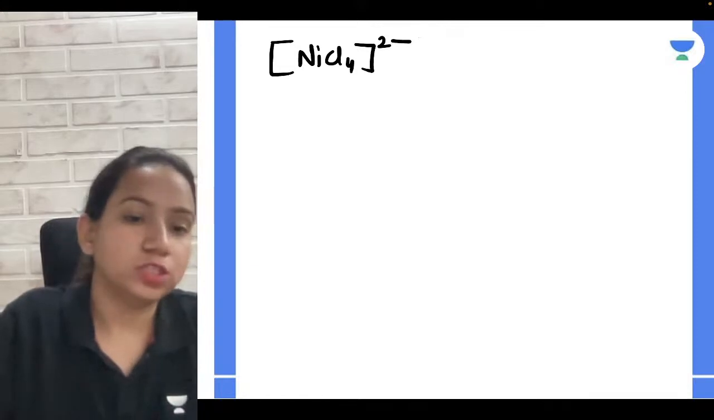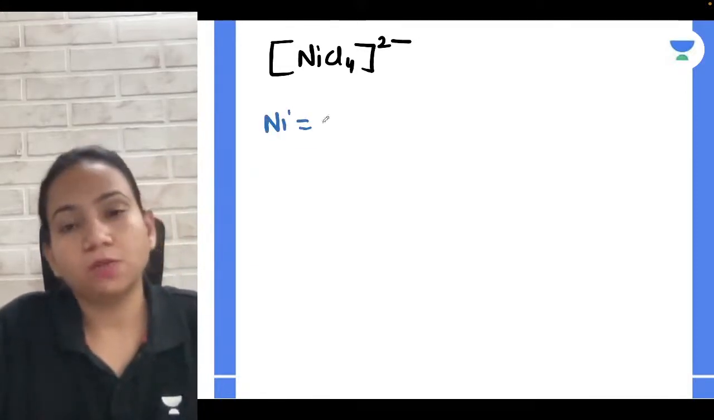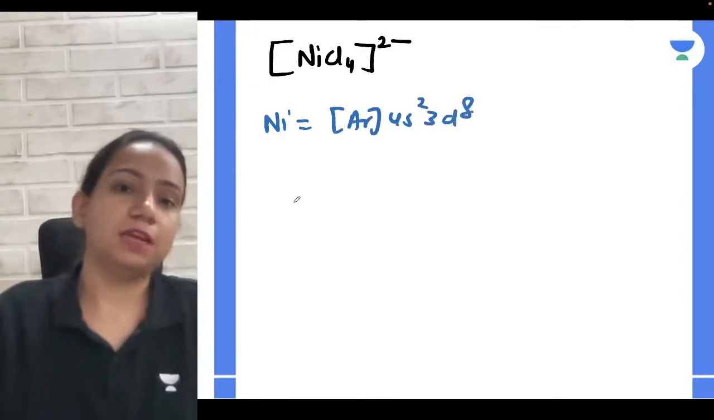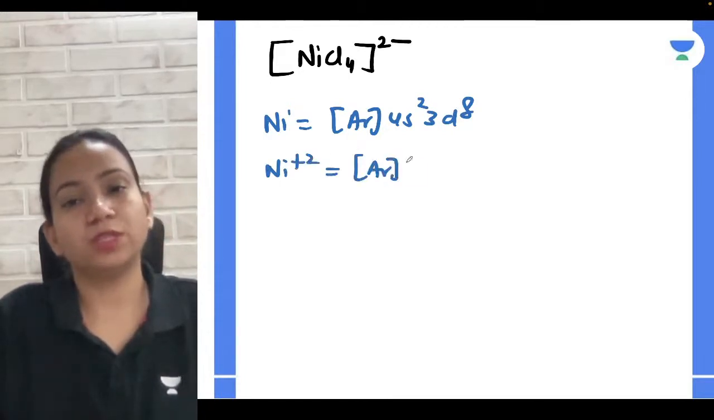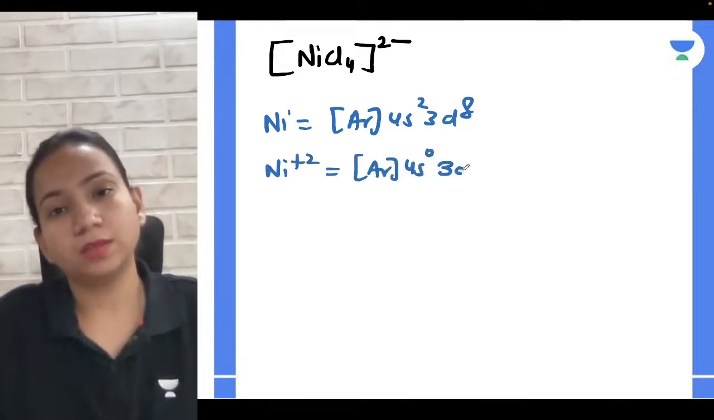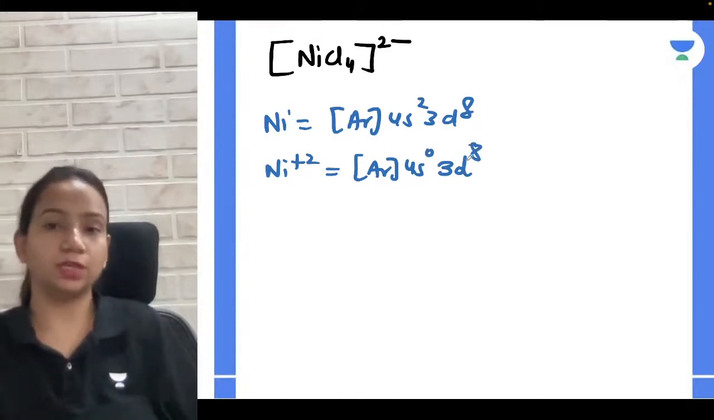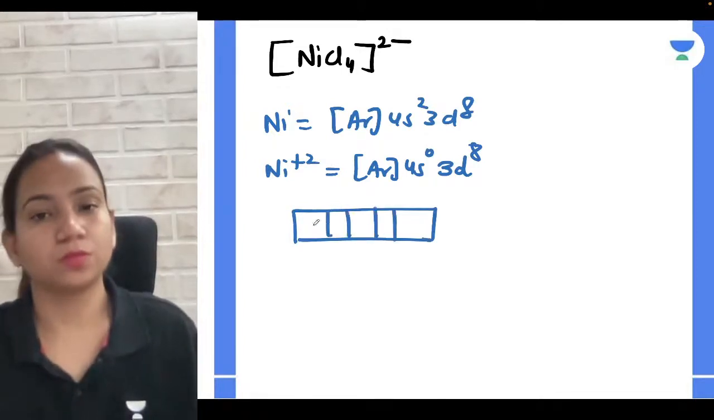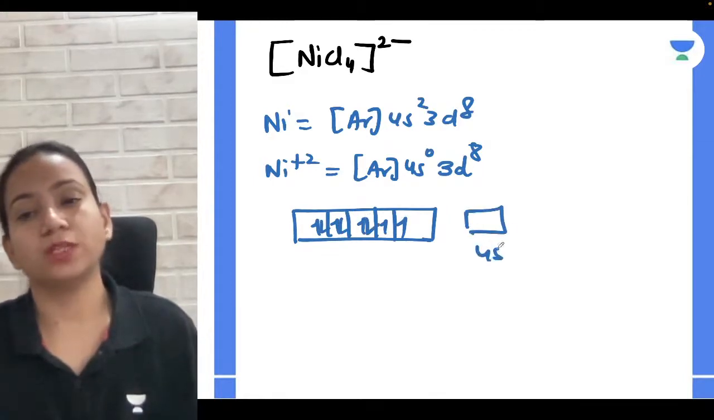So Ni, what is the charge over here on the nickel? +2. So nickel normally it is argon 4s2 3d8. Ni +2 will be what? Ar 4s0 3d. How much it is going to be? 8. Correct. 3d8 we can write. 4, 5, 6, 7, 8. Okay, then you have 4s and 4p.